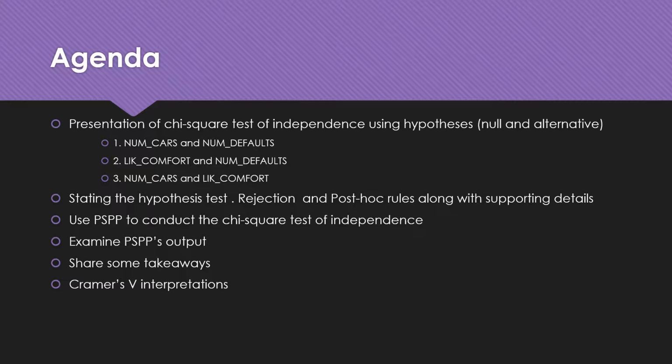We'll state the hypothesis, and we'll present the rejection and the post-hoc rule along with supporting detail. We'll use the PSPP to conduct the chi-square test of independence. We examine the outcome, we share the takeaway, and there's also the presentation of the Cramer's V interpretation.